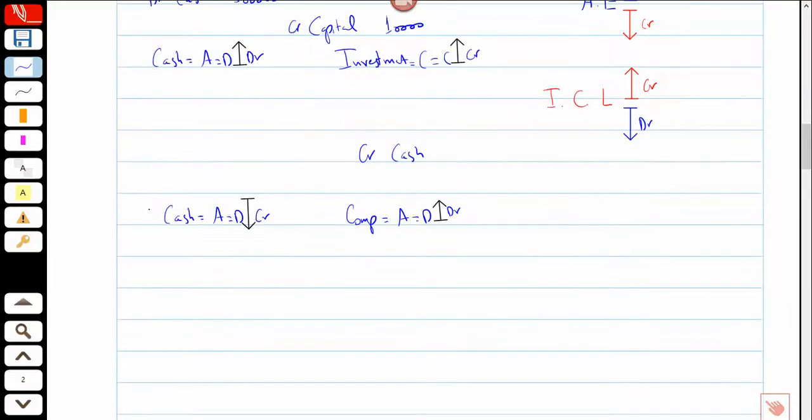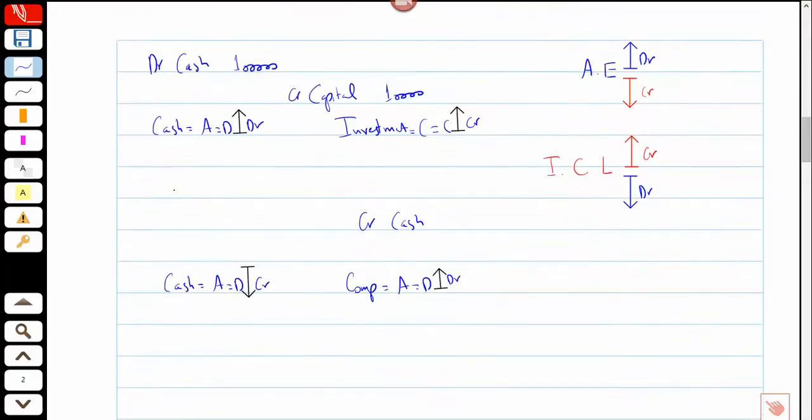Remember, these things are not part of double entry. I'm just using them for the first time so that you can understand. I will not use them in the future, okay? Because today's topic is double entry, I need to go into a little bit more detail. So debit, computer. The amount was 500. So 500.